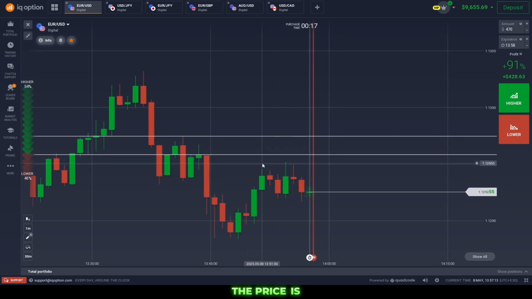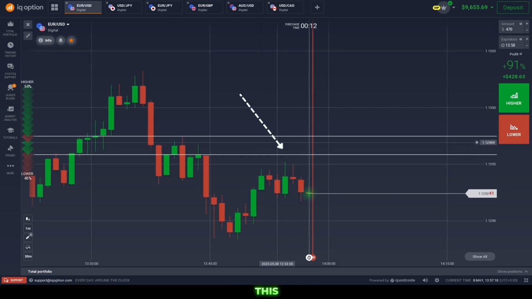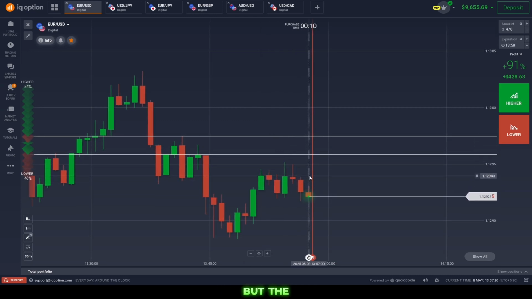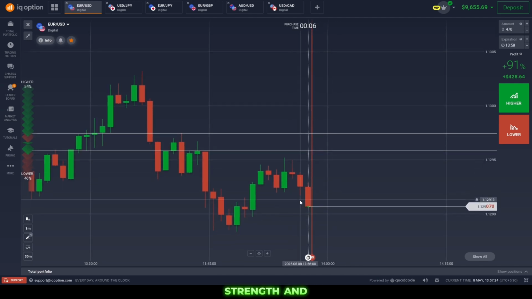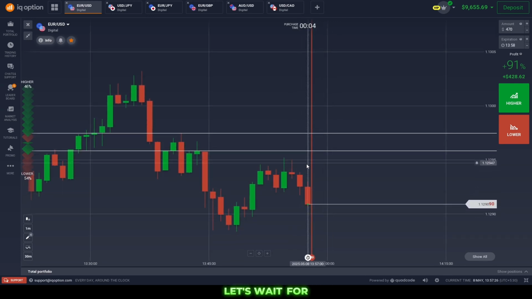The price is showing weakness, and I can see that price is failing to reach this particular resistance. But the selling pressure is not high and it is not showing strength, and that's why we didn't place a trade. Let's wait for this candle.